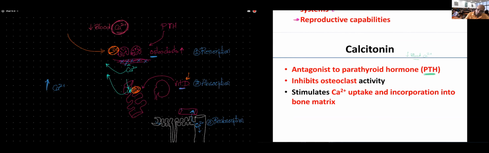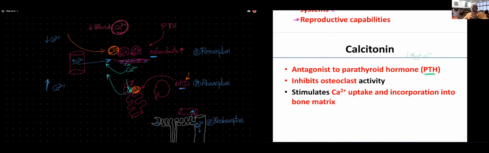Another action is going to be by enhancing the incorporation of the calcium in the bone. So here, if I have high calcium level in the blood, the calcitonin action will be to enhance the bones to uptake this calcium and incorporate it with the osteoid. So as a result, this is going to be reducing the blood calcium level back down.